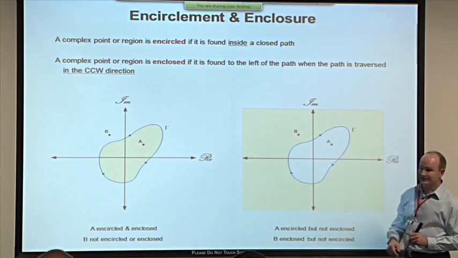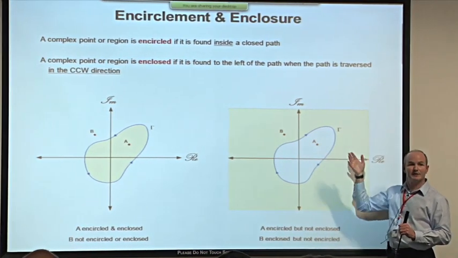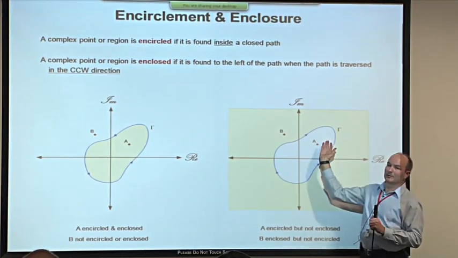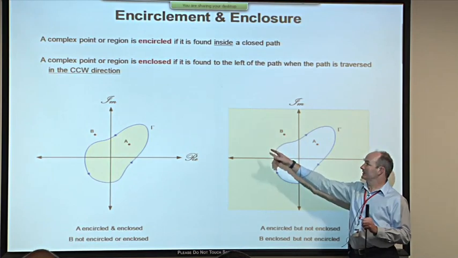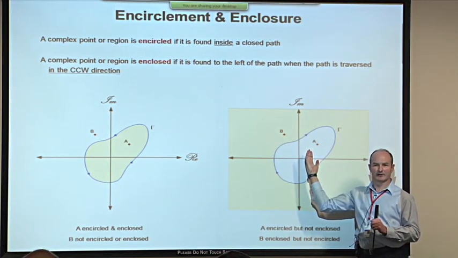If we change the direction of traversal of the contour, well, the encirclement doesn't change, but the enclosure does, because now, as we move around this, all the points on our left are enclosed, including B. All the points on our right are not enclosed, including A. Okay?